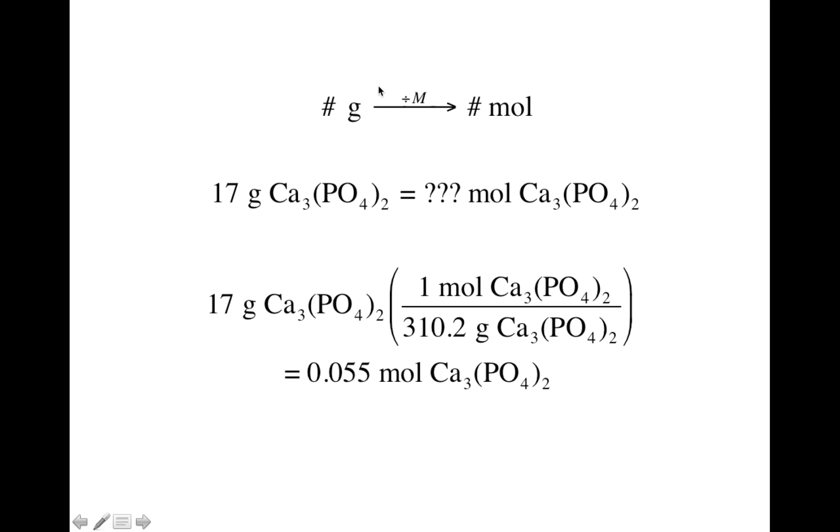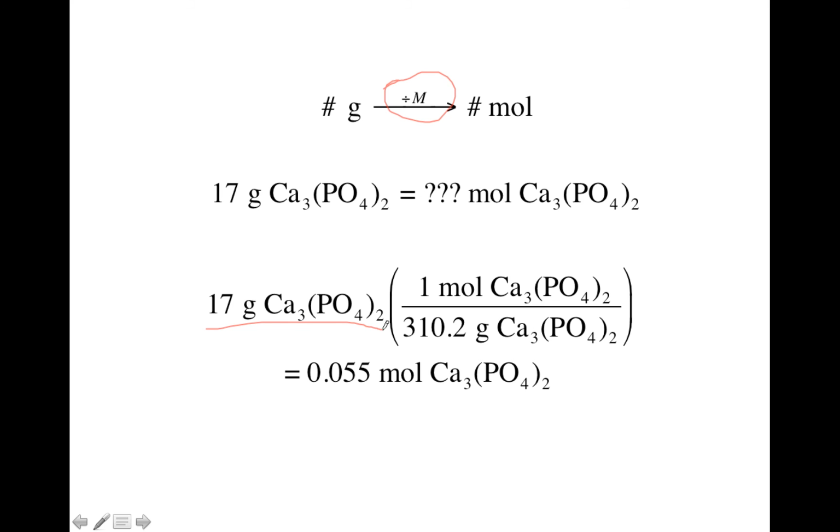Let's go backwards. If you started with grams and you wanted moles, you would take the grams and divide by the molar mass this time. So if you started with 17 grams of Ca3(PO4)2 and you wanted the number of moles, you would write down your original amount in grams.